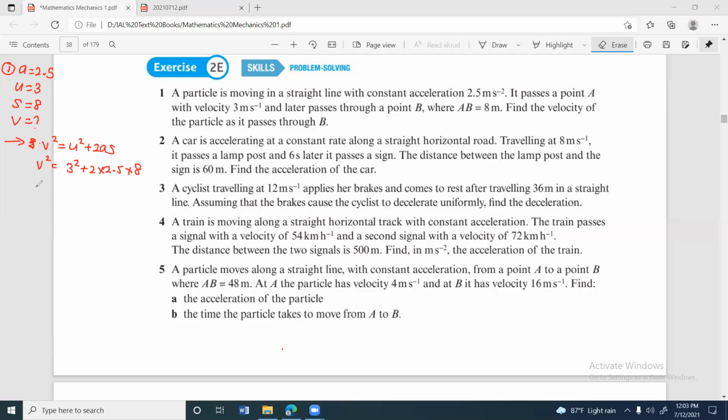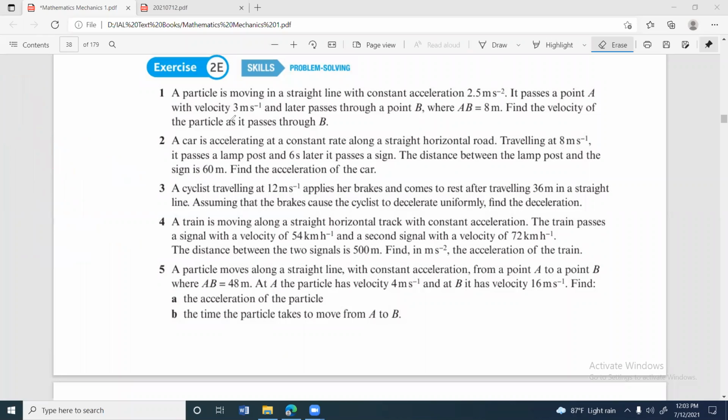So V squared equals 49. If you simplify this, you get V equals plus or minus 7 meters per second. Obviously it should be the positive value, so V equals plus 7 meters per second, because it is still accelerating, still moving to this side. That's a fact we need to understand with this kind of question. That's the way of answering the first question today.